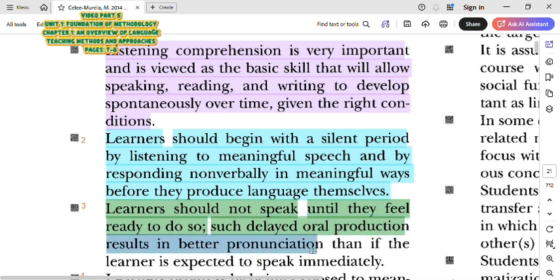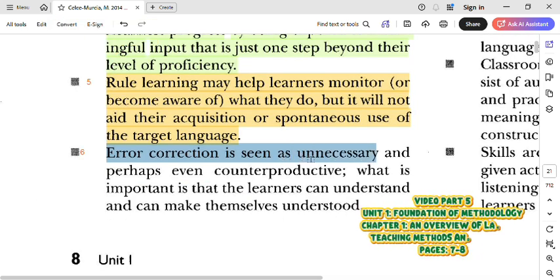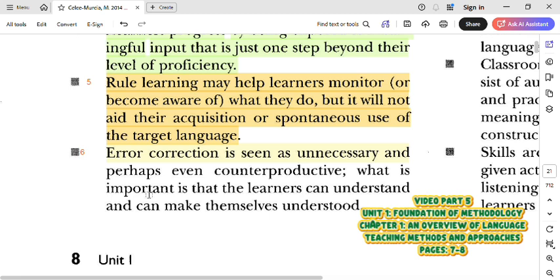Such delayed oral production results in better pronunciation than if the learner is expected to speak immediately. Bullet point 4. Learners progress by being exposed to meaningful input that is just one step beyond their level of proficiency. Bullet point 5. Rule learning may help learners monitor or become aware of what they do, but it will not aid their acquisition or spontaneous use of the target language. Bullet point 6. Error correction is seen as unnecessary and perhaps even counterproductive. What is important is that the learners can understand and can make themselves understood.